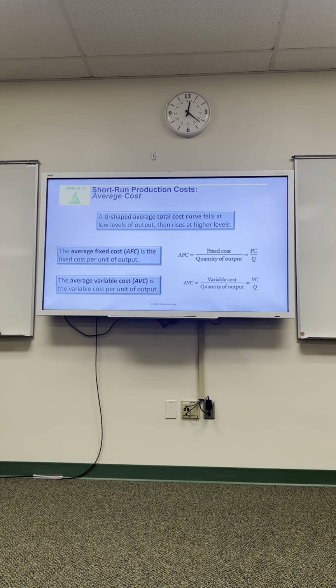The distance between here and here, by the way, also is equal to the average fixed cost. Okay, the distance between the average total cost curve and the average variable cost curve is equal to the average fixed cost.